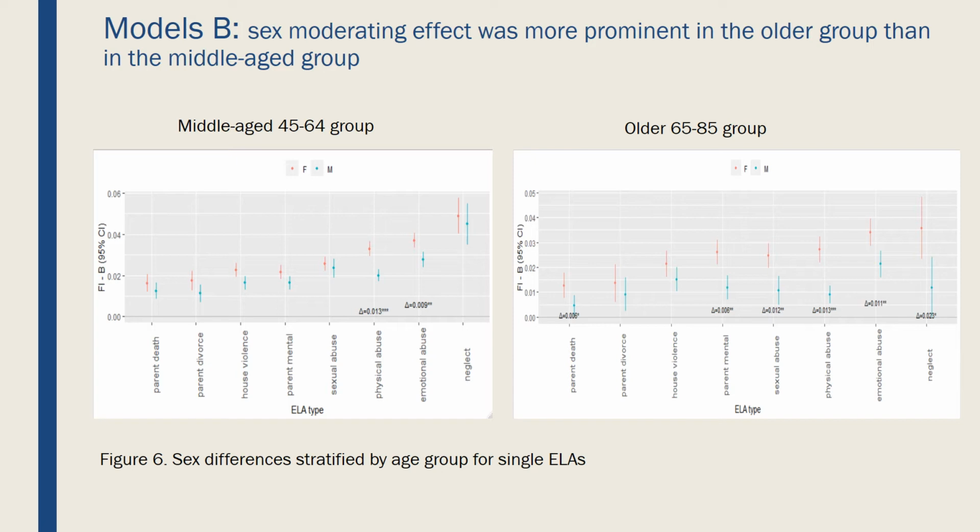Interestingly, the sex moderating effect that we showed on the previous slide was more prominent in the older group than in the middle-aged group. That pattern was true both for the single ELA types and for the total ELA. Here we show that pattern for single ELAs. We can see that in the younger group, there wasn't much difference in the increase of frailty index between sexes, but more sex differences are observed in the older group.